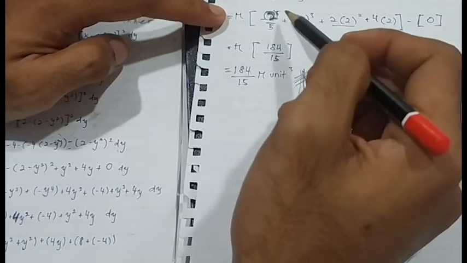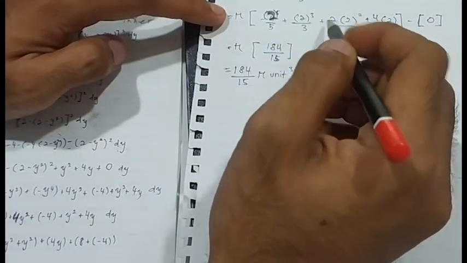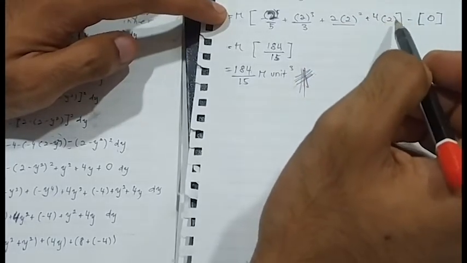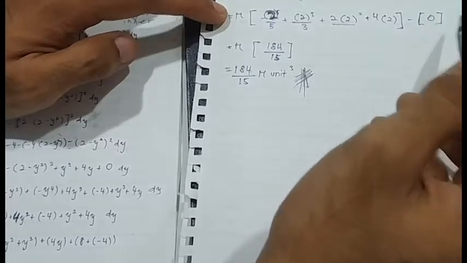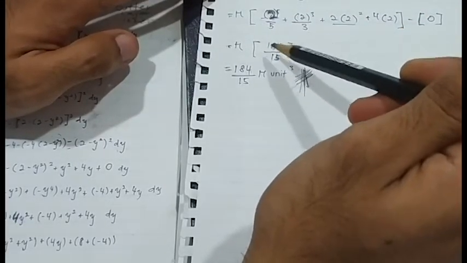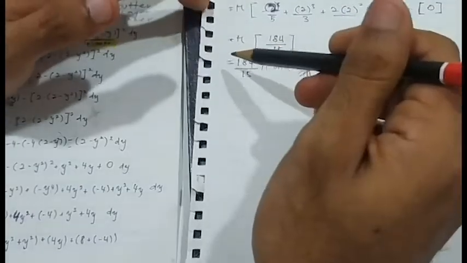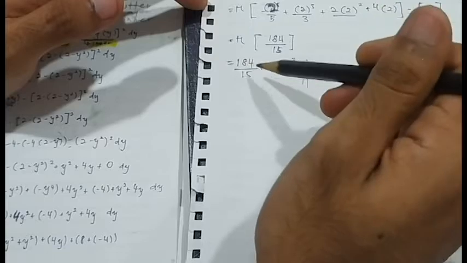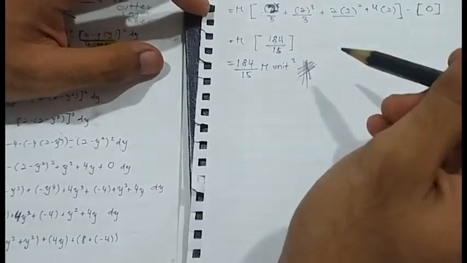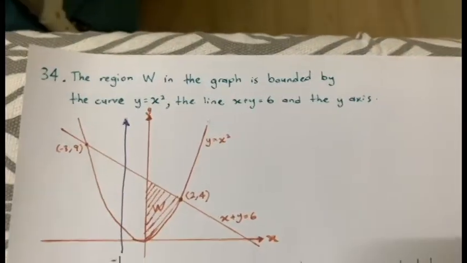So 2 to the power of 5 over 5 plus 2 cubed over 3 plus 2 in the bracket 2 squared plus 4 in the bracket 2, and then negative 0. Okay, so the answer we get is pi and then this bracket 184 over 15. So the final answer will be 184 over 15 pi unit cubed. Power of 3.